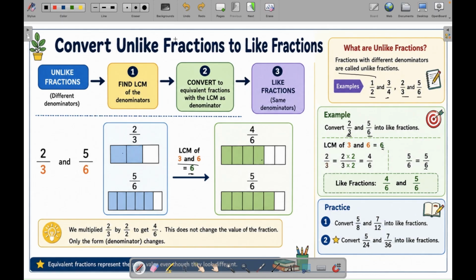Let me just do it again. This is the first line that I have created. This is the second line, and this is the third line. Now I've divided it into 6 equal parts. So 4 out of those 6 parts are shaded. So I'll get 4 by 6. And this is 5 by 6. Now we can easily compare these two numbers, or we can add these two numbers, or we can subtract these two numbers, right?